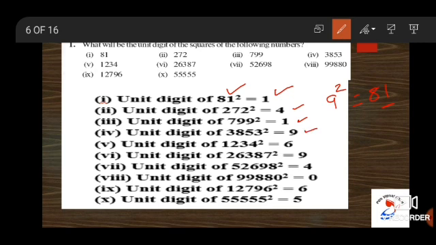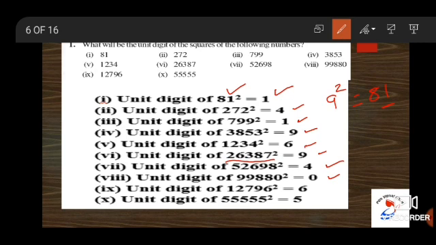For the fifth one, that is 1234, it is 6. For 26387, that is 9 because 7 square is 49. So it ends with 9. Next it is subdivision 7, 52698 square. It is 8 square, 64. So it will end with 4. Next one, unit digit of 99880. Again it is 0. So the answer is 0 only.